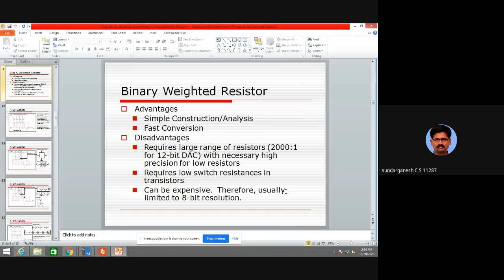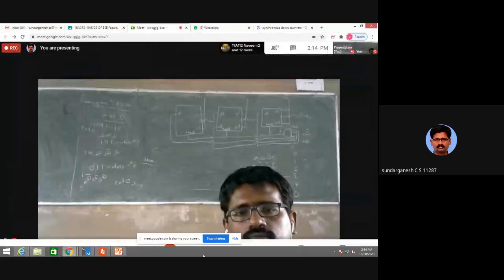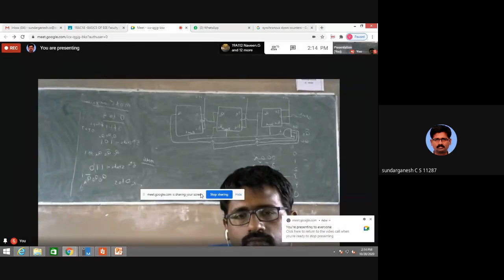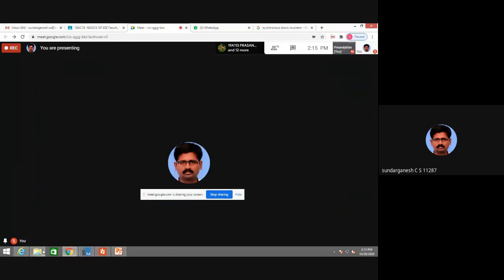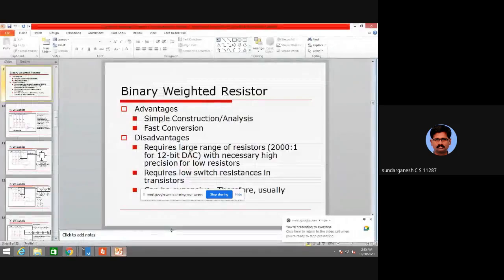So the advantages of this binary weighted resistor method: it is very simple in construction, and it will convert very quickly. Disadvantages are a large range of resistors, and the need for high precision, low value resistors. It also requires low switch resistance in the transistors.